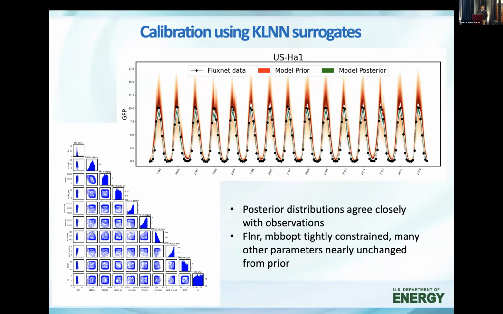But if we look at some of the other parameters, those distributions are nearly unchanged from the prior, which means there's really not a lot of information in these observations about those. And we would need to bring in other sources of information to constrain them.